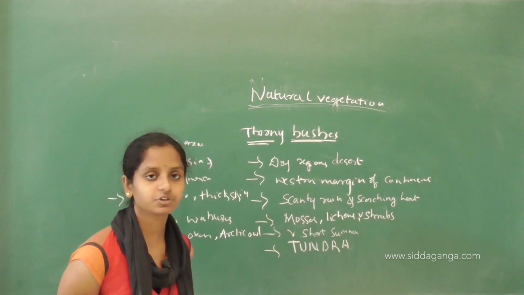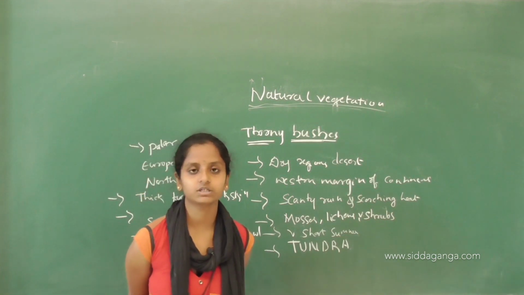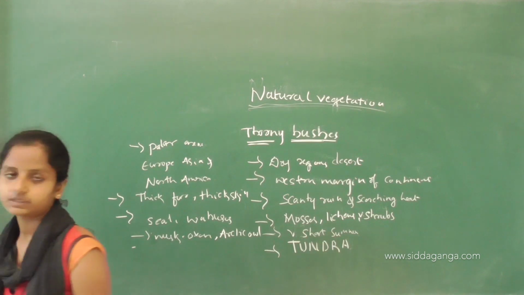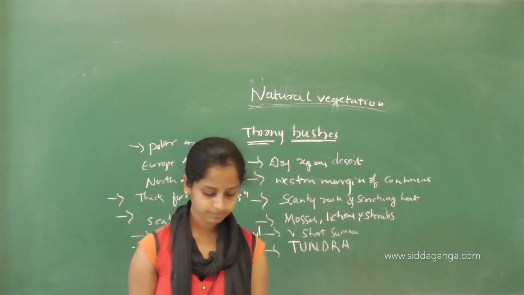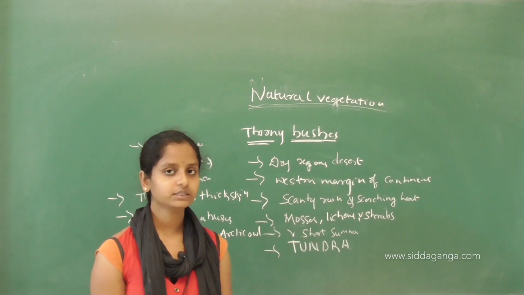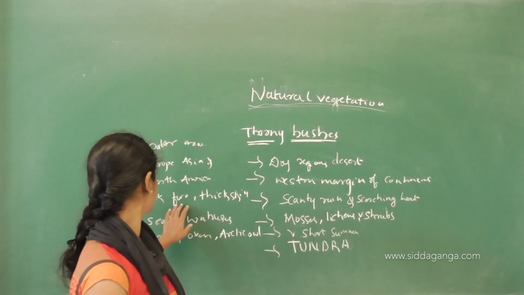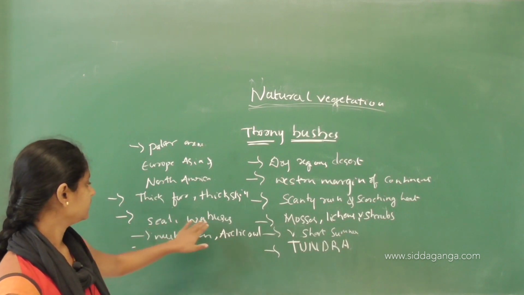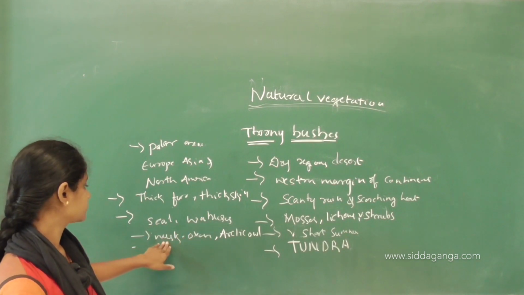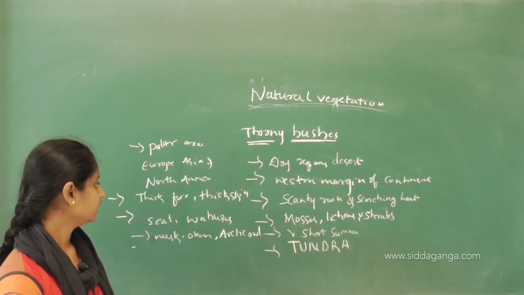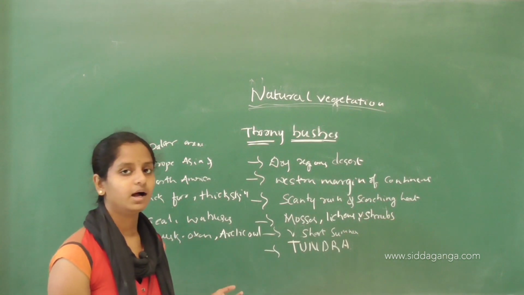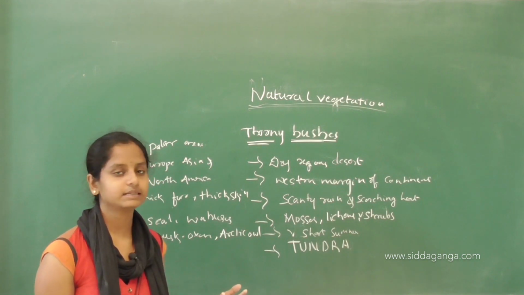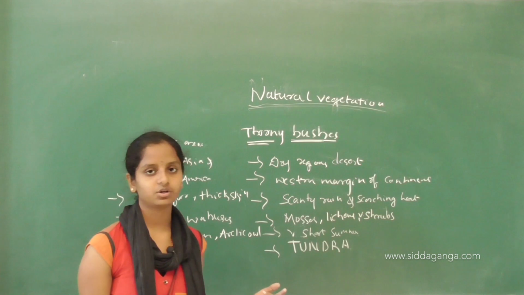The animals present in these areas will have thick fur in order to protect themselves from the cooling effect. They will have thick skin. Then seal, musk oxen, Arctic owl, walrus are the animals found here. These are also called tundra. So this is about the thorny bushes.